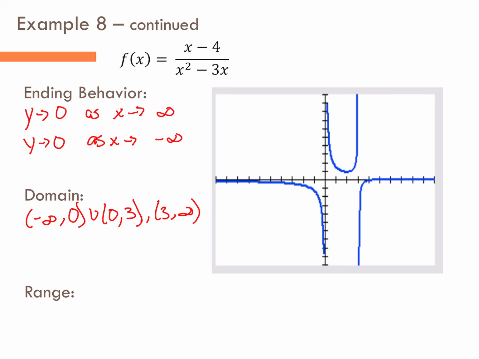So we learned how to find domain last time. I'm just looking at where my asymptotes are. Our range, again, starts at negative infinity, goes up to 0, and then 0 to infinity. It keeps on going.